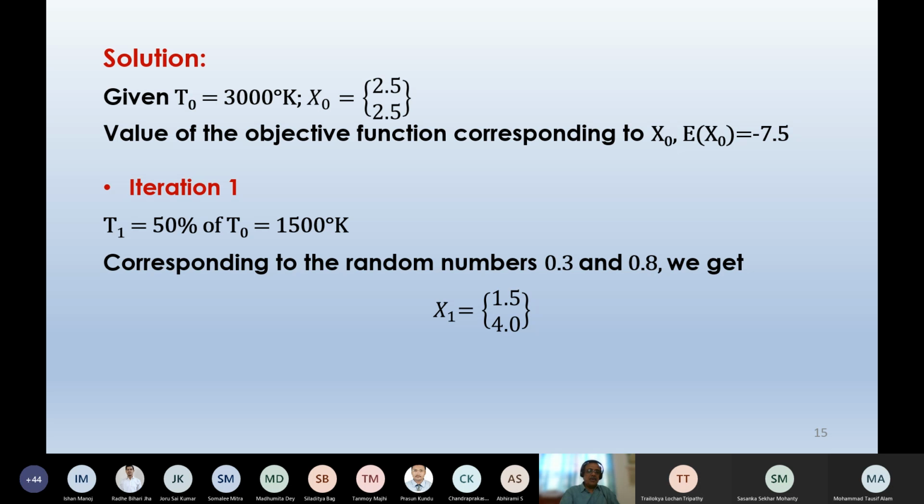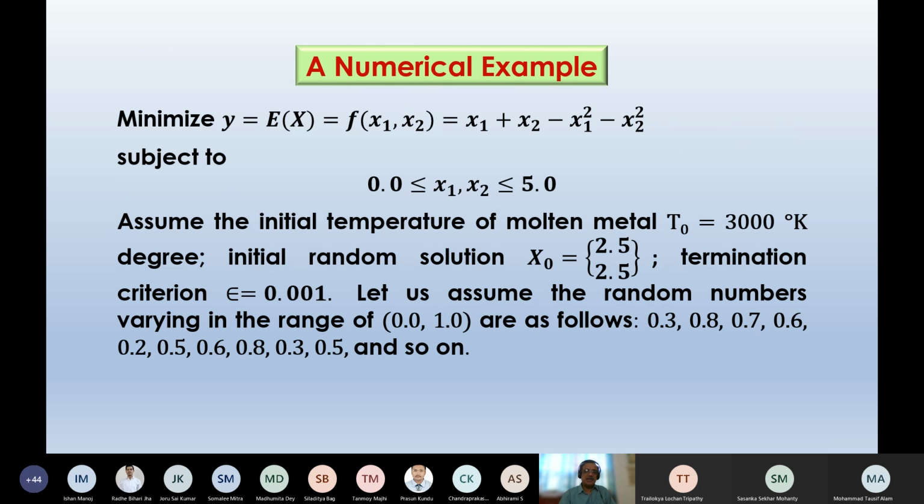Okay. Now we go for iteration 1. So this is the initial iteration. Now iteration 1 is basically iteration 2 we can call. Here the temperature is reduced to 50%. So T1 is 50% of T naught. That is nothing but 1500 degree Kelvin, and corresponding to the random numbers 0.3 and 0.8, you can see that we assume those random numbers for the hand calculation.